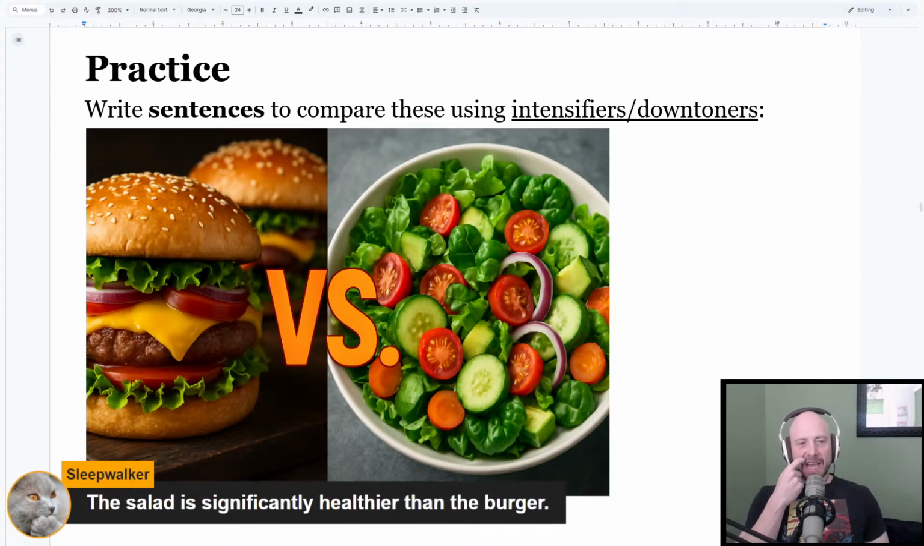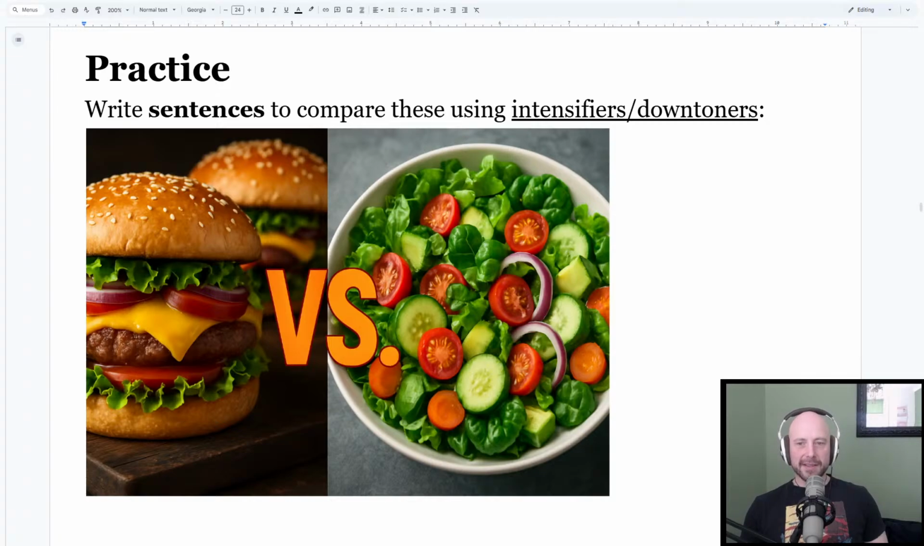Salad is significantly healthier than the burger. So salads are significantly healthier than burgers. That's a good one. Salads are significantly healthier than burgers. Which one is cheaper? Which one's more popular? Which one's tastier?